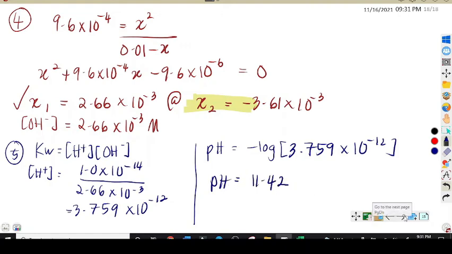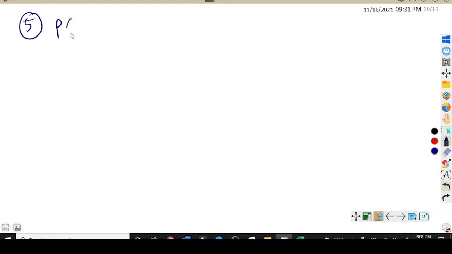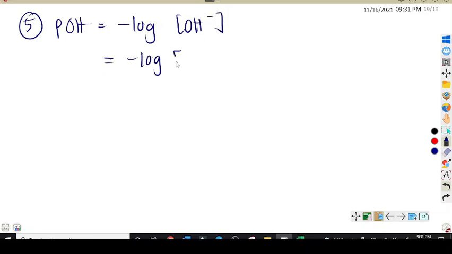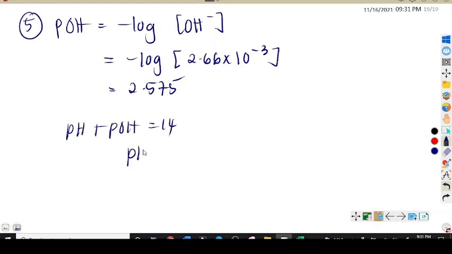And the other way is to use the formula of pOH equal to negative log concentration of OH minus. So our pOH would be 2.575. Now substitute this value of pOH into this formula, so our pH would be 14 minus 2.575. For the final answer, there is a difference of about 0.01, so we don't really care about that, as long as you have 11.4 as your pH and final answer.